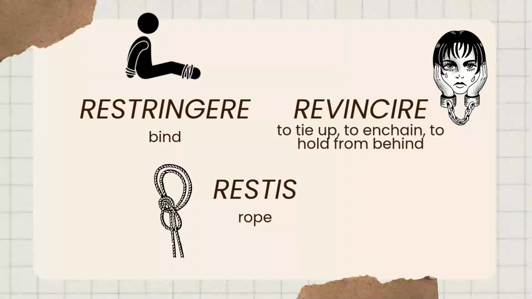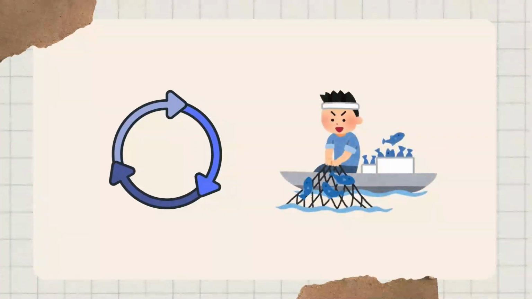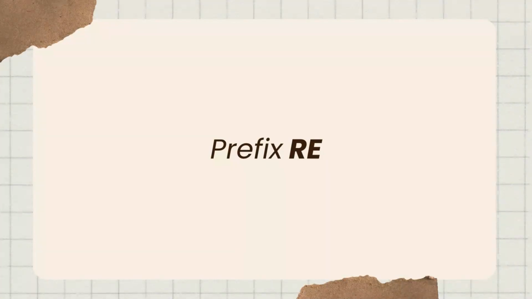But most importantly, the idea of repetition, present in the fisherman's repeated knotting of the net, is fully expressed in the Latin prefix re, which indicates the idea of doing something again. This prefix before a word means again or back. For instance, repito means to seek again.